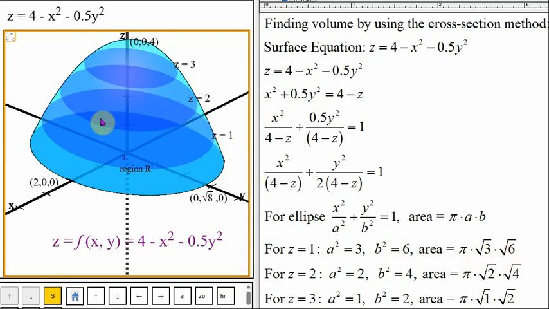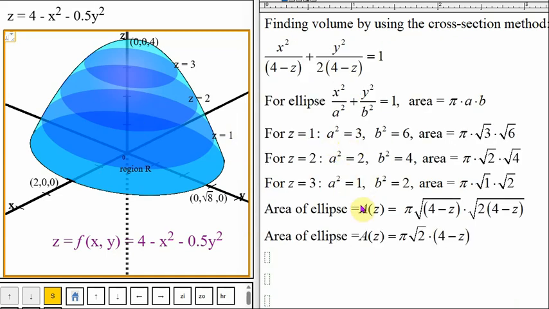For the cross section when z is 2, a squared will be 2 and b squared will be 4, so the area of the ellipse will be pi times the square root of 2 times the square root of 4. When z is 3, a squared is 1 and b squared is 2, so the area will be pi times the square root of 1 times the square root of 2.